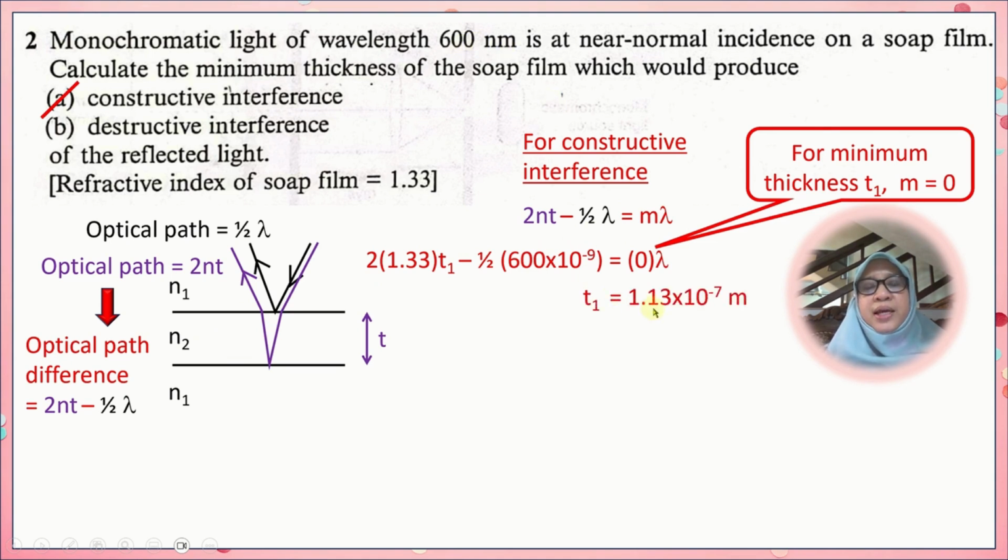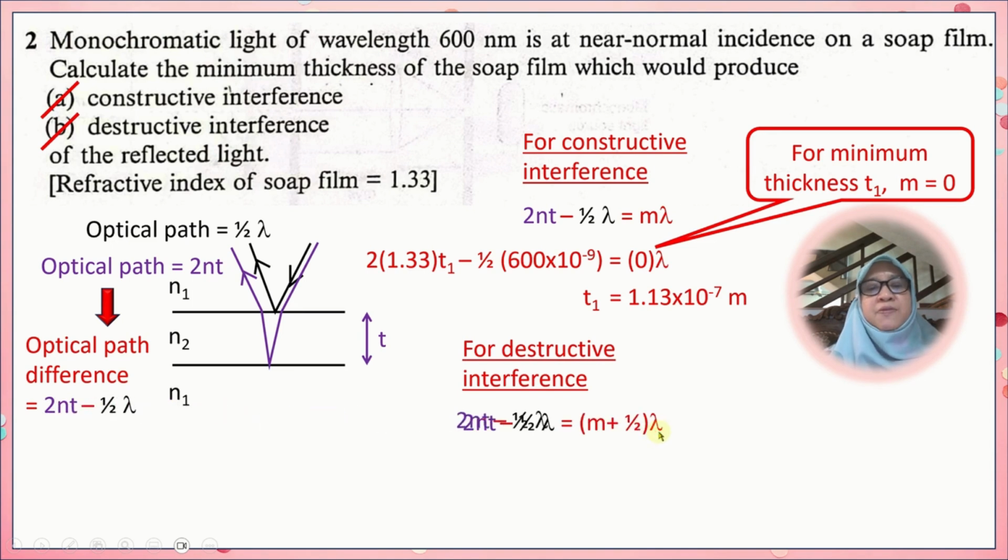We solve this, and we get the thickness of the thin film is 1.13 times 10 to the power of -7 meter. Now we go to question B. This time we want the reflected ray to become destructive interference. So we want destructive interference.